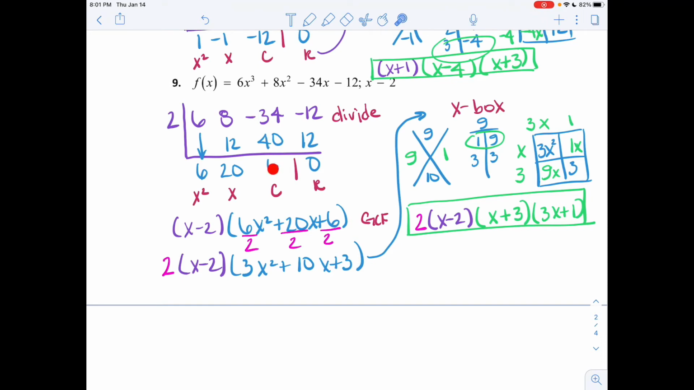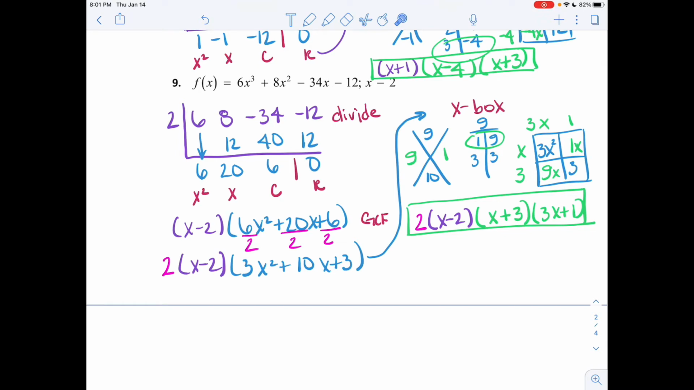One more time. 6 times 2, remember we are always multiplying by the house number, by the K value. And we write the 12 here. -12 plus 12 is that 0 we are expecting. We identify it as our remainder, followed by constant, x, and x squared.